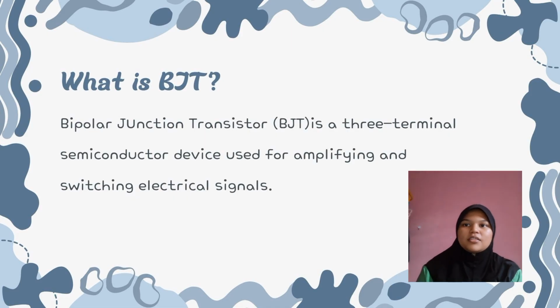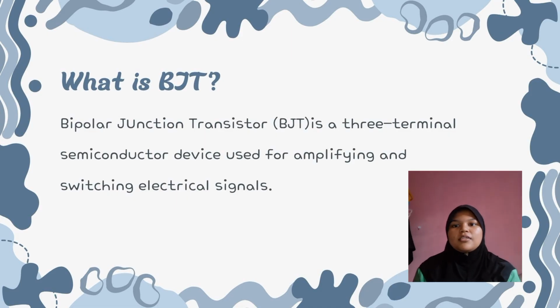Then I'm going to state the objective of experiment 3. The objective of the experiment is to investigate the characteristics and function of a bipolar junction transistor, BJT, by analyzing, one, BJT terminals to understand the role of the emitter, base, and collector in transistor operation.